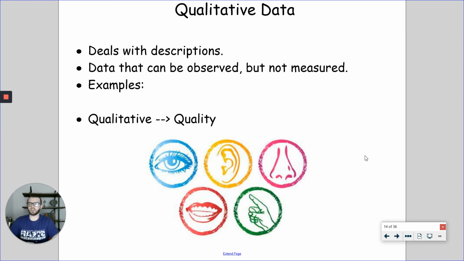Qualitative data. So when I think of qualitative, I think quality. Give me data that's being observed, not necessarily measured. So when you think qualitative, you're not thinking of numbers. You're thinking of your five senses. What am I seeing? What am I hearing? What am I smelling? What am I tasting? You're not going to do a lot of that this year. That'd be bad. And what am I feeling?